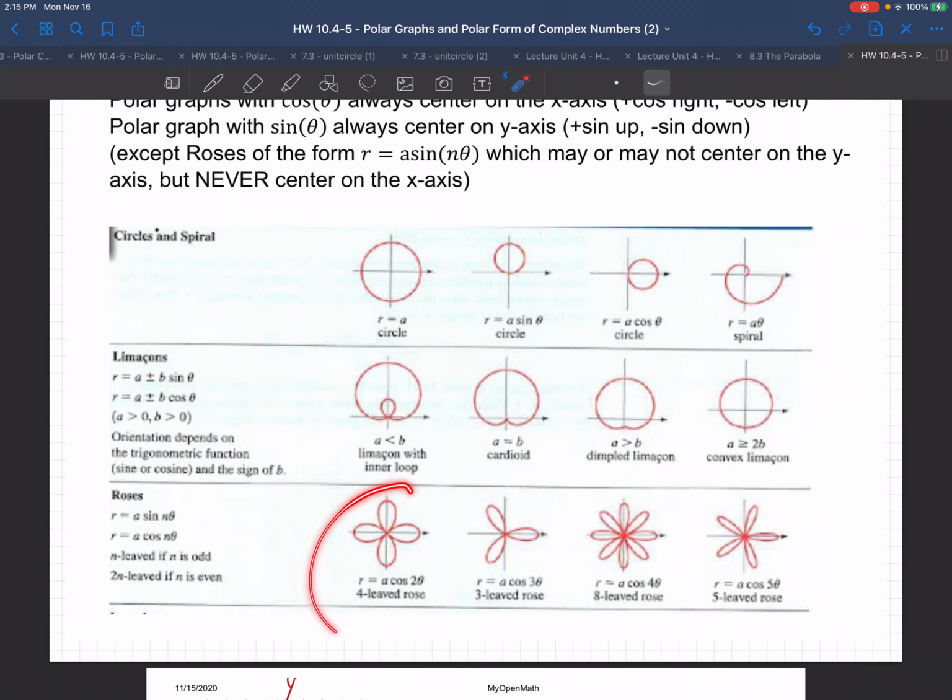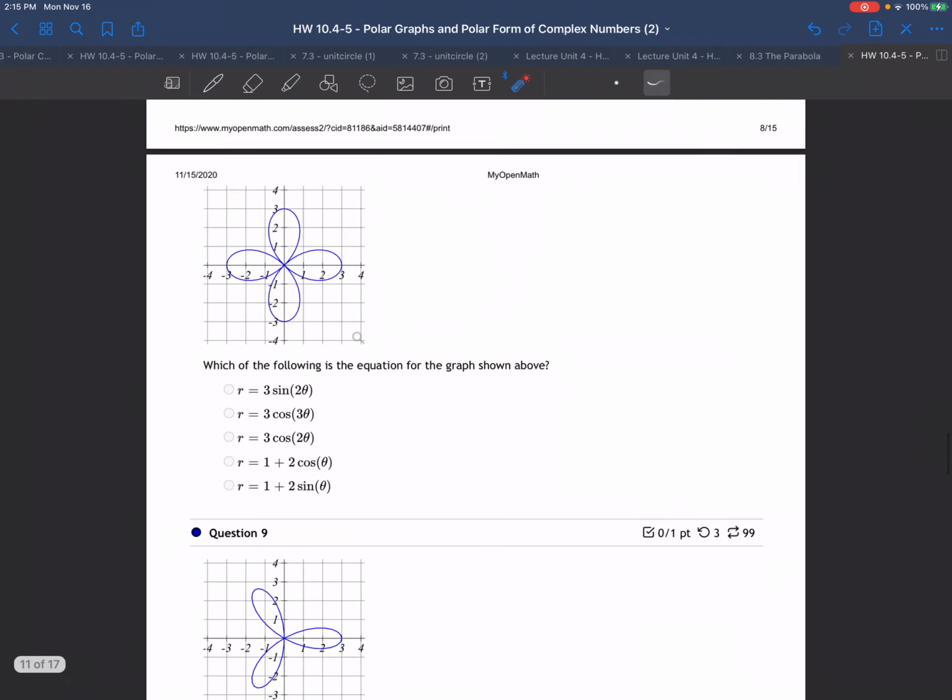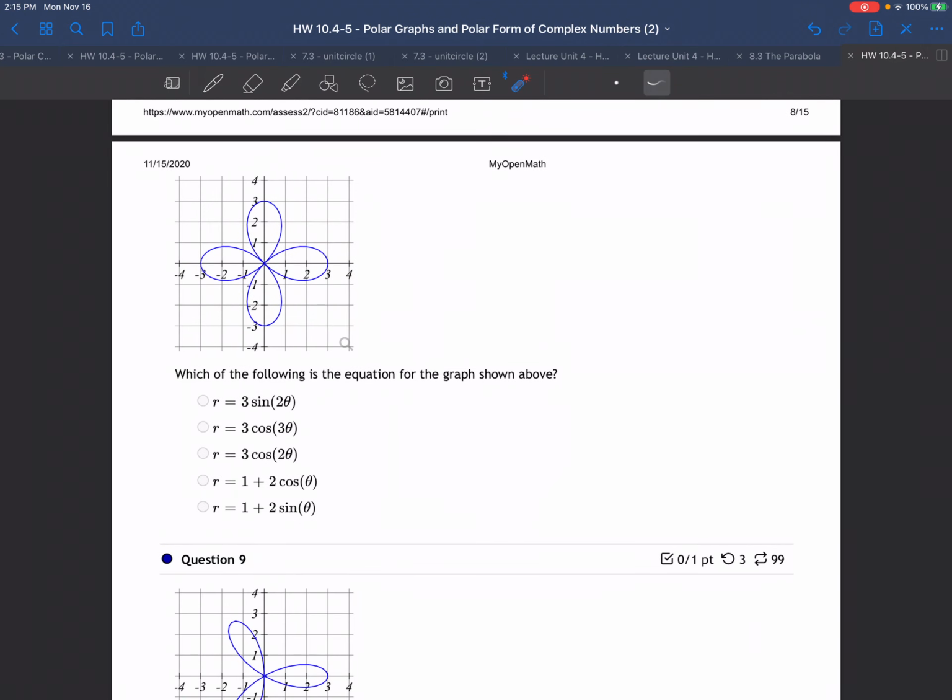All right, so we have this. We have 4 leaves, so we're saying it's cosine 2 theta, or it could be sine 2 theta. So we come down and we go, okay, this is either sine or cosine 2 theta, and we have both, sine and cosine 2 theta, don't we? Okay. So which one is this going to be?